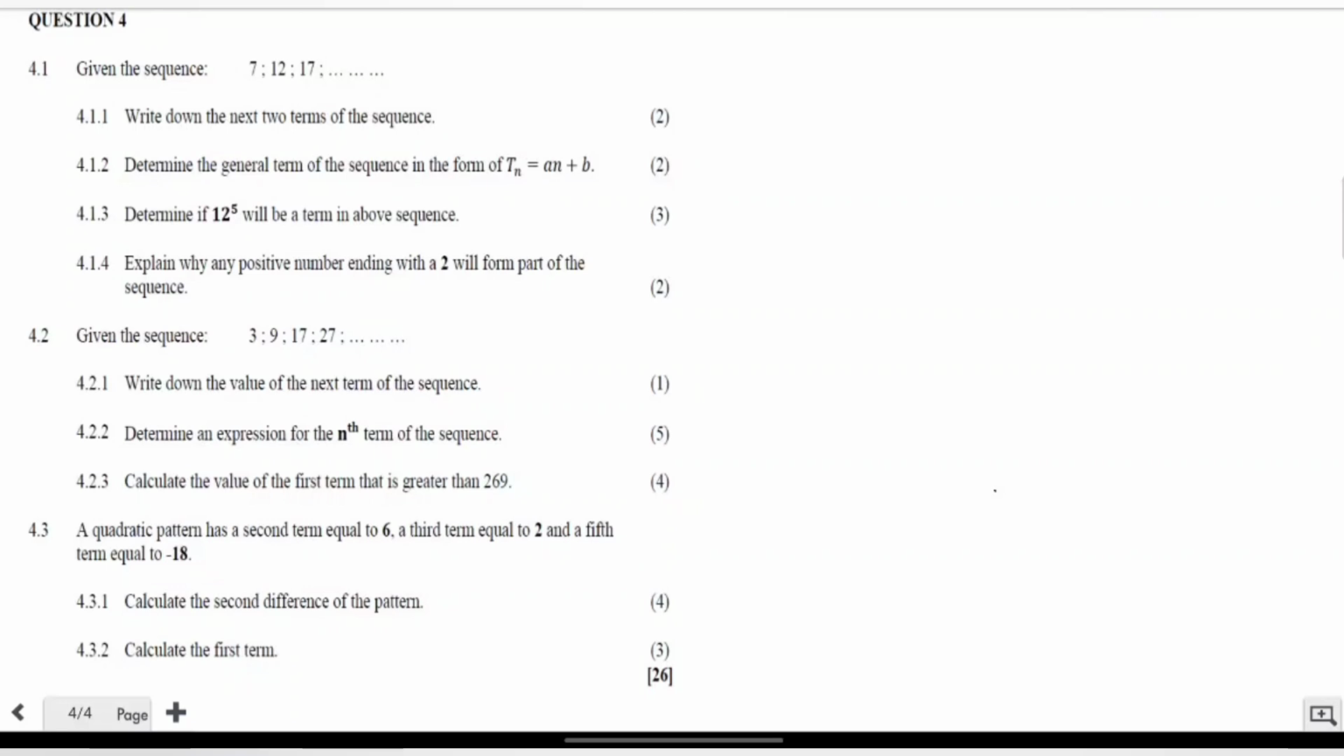Okay, linear pattern. Before I attempt this question, let me explain what is linear. You know this already, but for those who are struggling, please. Linear pattern is like this: the first difference is common. I will show an example like 3, then 7, then 11, then 15. This one is a linear pattern.